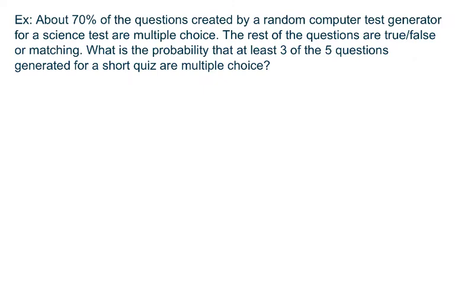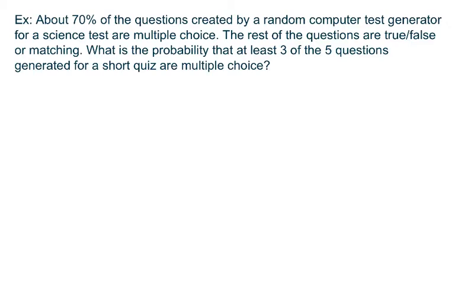All right, the last one here, about 70%, and again, I'm using 70, that's just kind of how the question happened. About 70% of the questions created by a random computer test generator for a science test are multiple choice. The rest of the questions are true, false, or matching. What is the probability that at least 3 of the 5 questions generated for a short quiz are multiple choice?